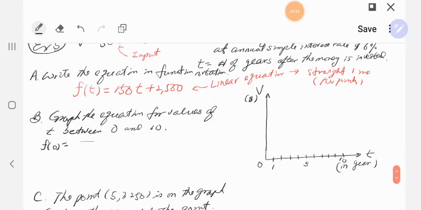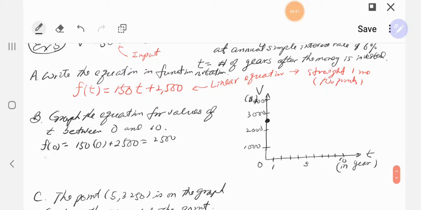So f of 0 is what? 150 times 0 plus 2,500. So that is 2,500. Here let's say this is 1,000, here it is 2,000, this is 3,000, 4,000. So 2,500 is here. It starts with this point.